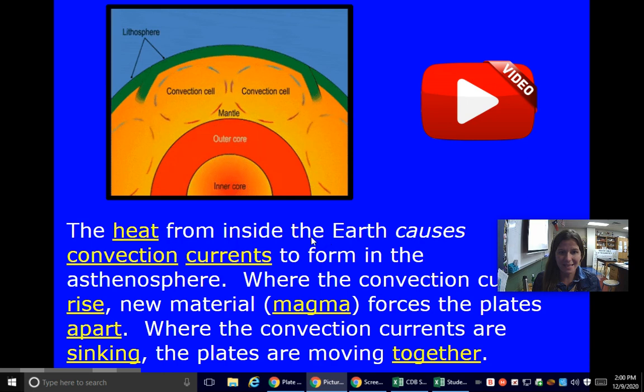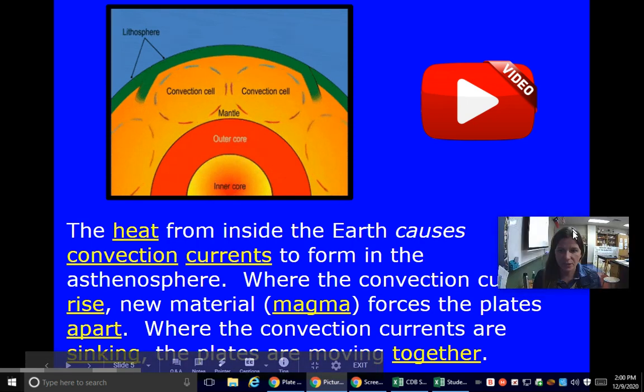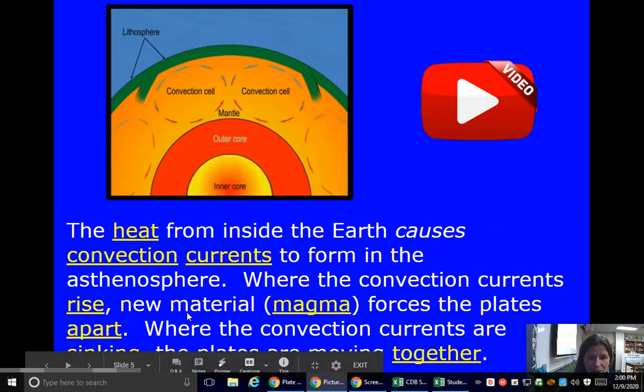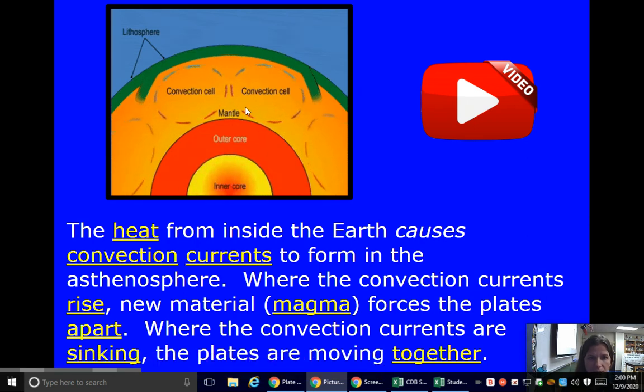The heat from inside the Earth causes convection currents to form in the asthenosphere. Where the convection currents rise, new material, magma, forces the plates apart. So you see here as the hot material rises and travels across, it starts to cool, becomes dense, and sinks and rises again. Where the convection currents are sinking, the plates are moving together.